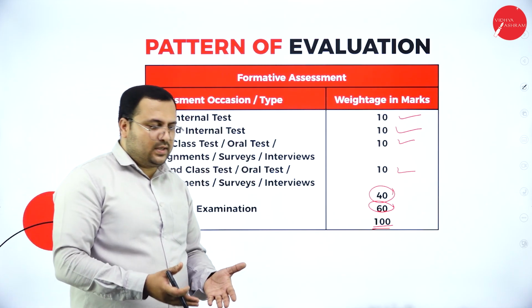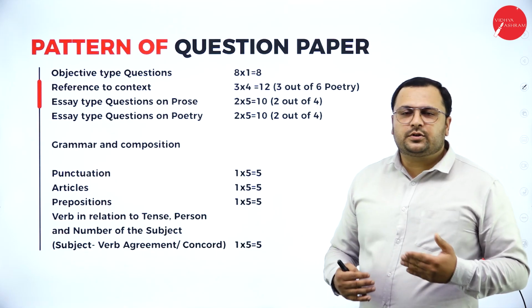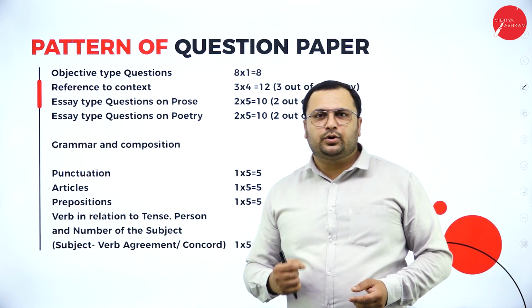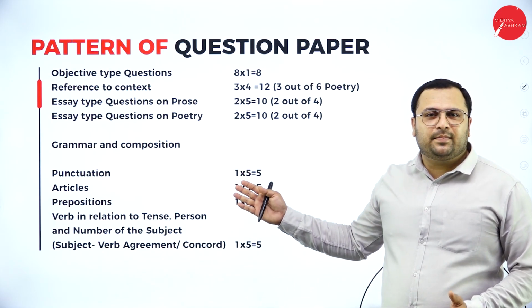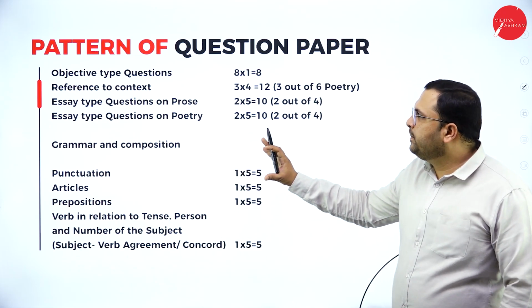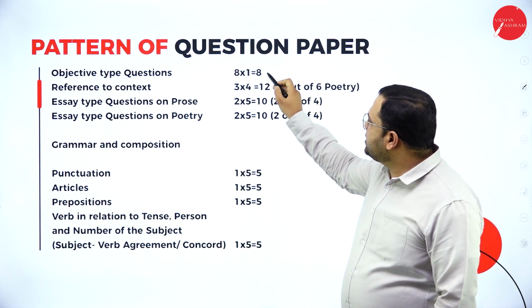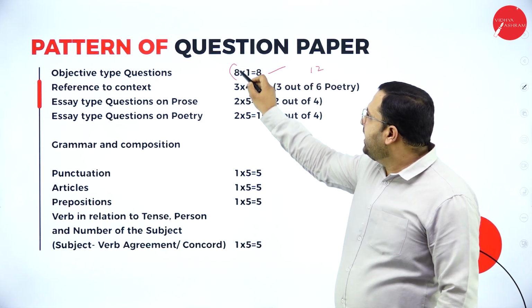How are students evaluated in this semester? Coming to the question paper pattern, most of the students are very keen to know what is the pattern of the question paper so that accordingly they can prepare for the examination. So it is like this. You will have objective type questions. You will have 12 questions. Out of 12, you have to answer 8.